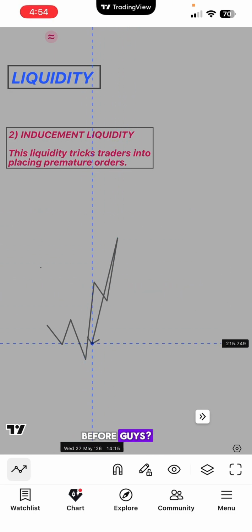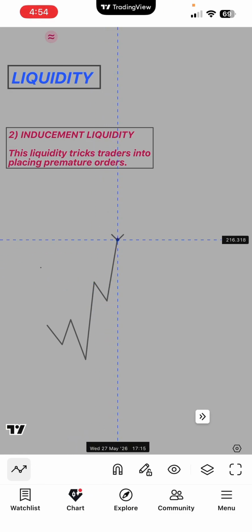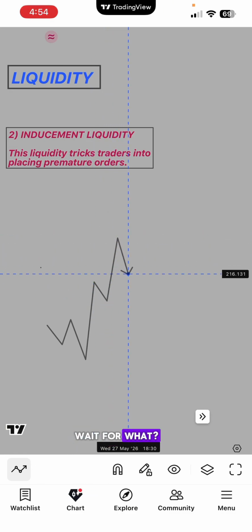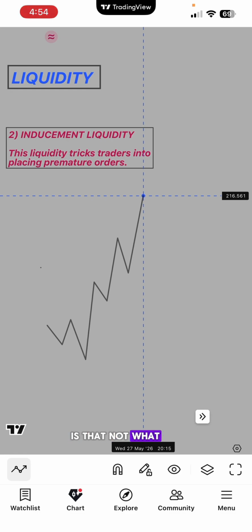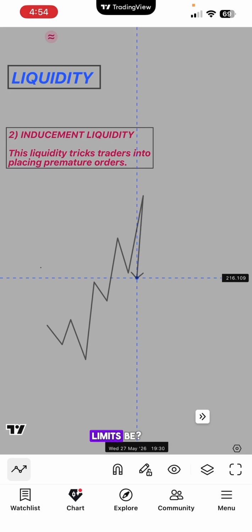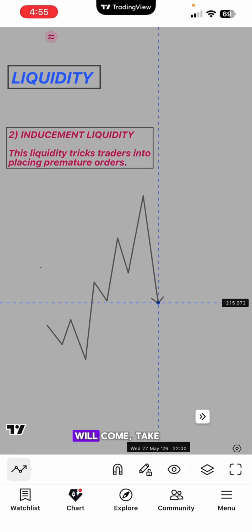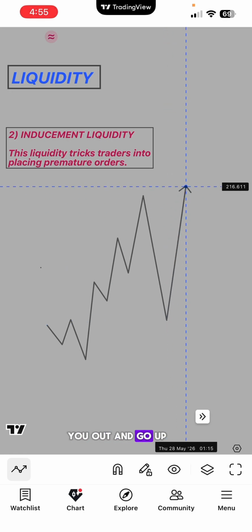What were we taught before, guys? We were taught that when we see a higher high and a higher low, higher high, we should wait for what? A higher low. So we should enter in the higher low, right? And target to the upside. Is that not what you were taught? Now, where will your stop loss be? Where will your sell limits be? Sorry, where will your buy limits be? So you see, market will now come, take you out and go up.